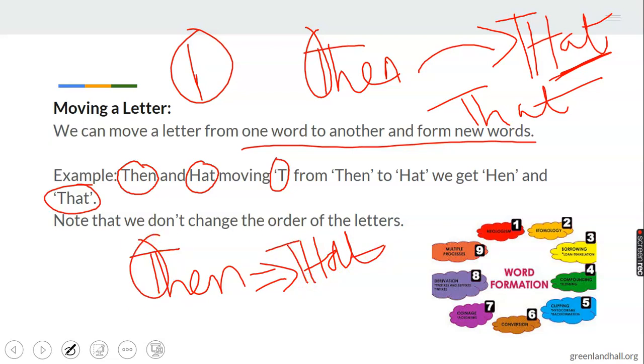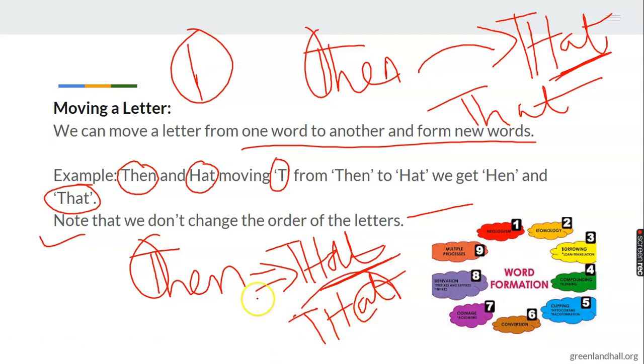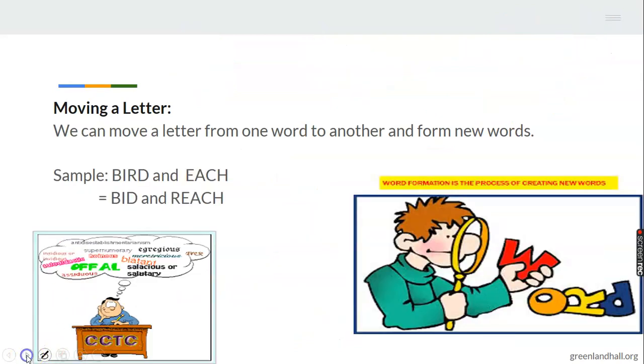Now, please understand this last part. You have to observe, we didn't change the formation of the word. We didn't change the ordering of the word. We had hat before, and we added T here. That's all. We didn't change the order in how it was arranged. Very, very crucial, and I have to emphasize that for you.